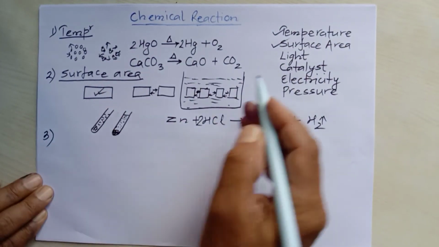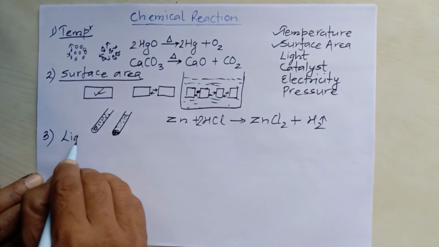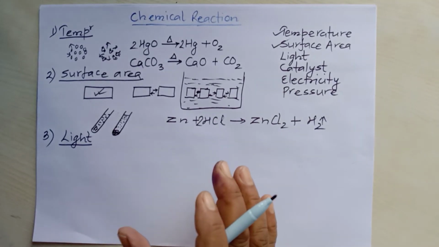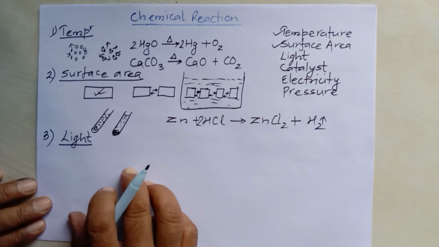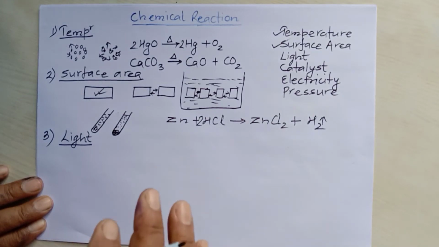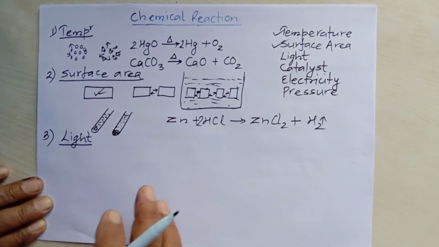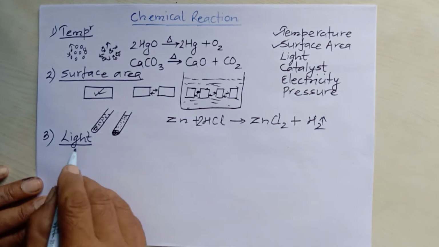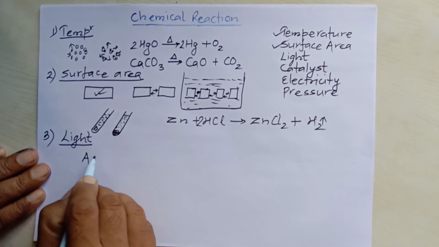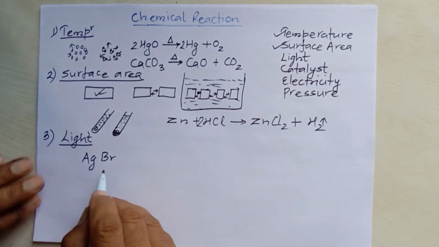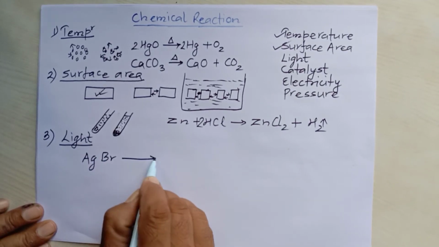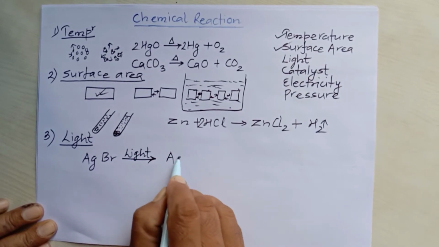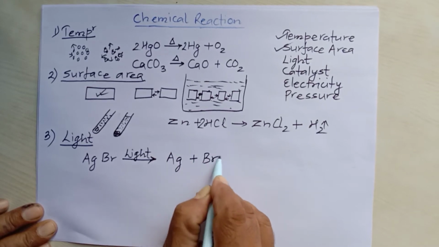Now let's talk about another point, light. How light affects the rate of reaction. There are many reactions which occur due to light. Just for example, when light falls on a light sensitive substance, then its atom or molecule activates and chemical reaction occurs. Just for example, if we take silver bromide, AgBr, this is a light sensitive compound, and when light falls on it, then it decomposes into silver and what? Bromine. Bromine is diatomic.